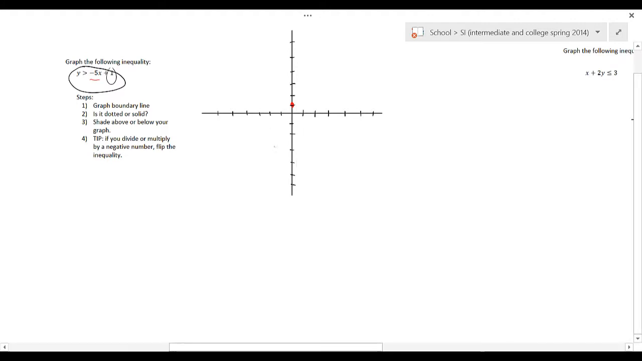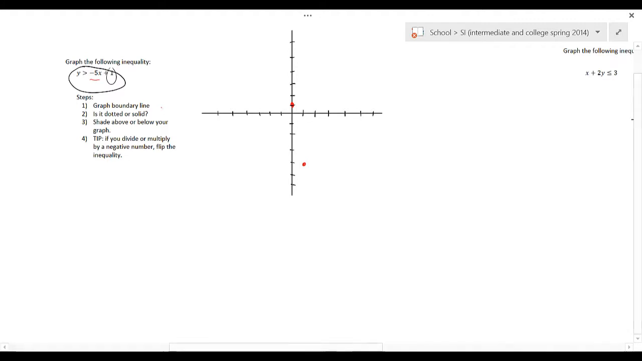Oops, I meant to shade that. Shade. There we go. Okay, now I've got 2 points. Now I've got to graph my boundary line. But before I do that, I need to decide if it's a dotted or a solid line.